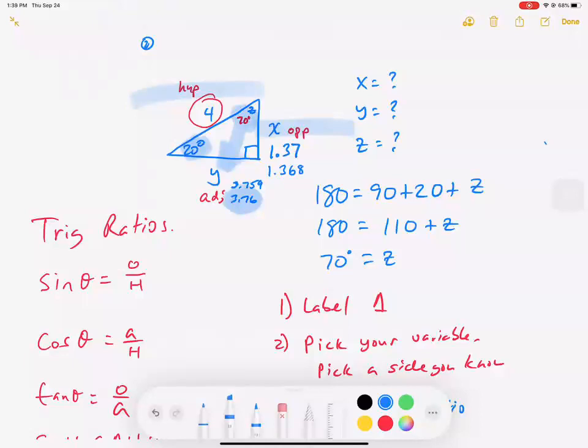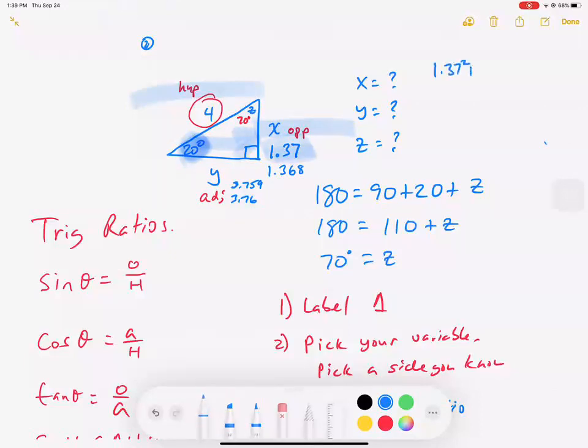So we can do a very primitive way of checking. Small angles, small sides, large angles, large side. And last one, 20, which is my smallest angle, that is related to my smallest side. Small angle, small side, large angle, large side. Now I'm going to do one more check here. Since we have all 3 sides, does the Pythagorean theorem work? Well, let's try.